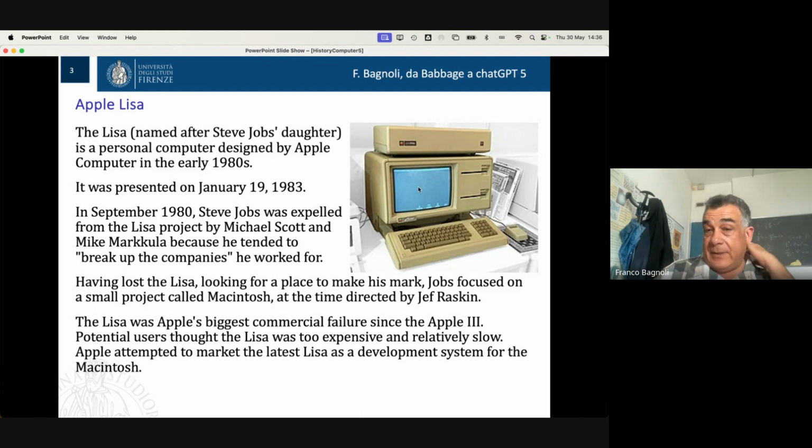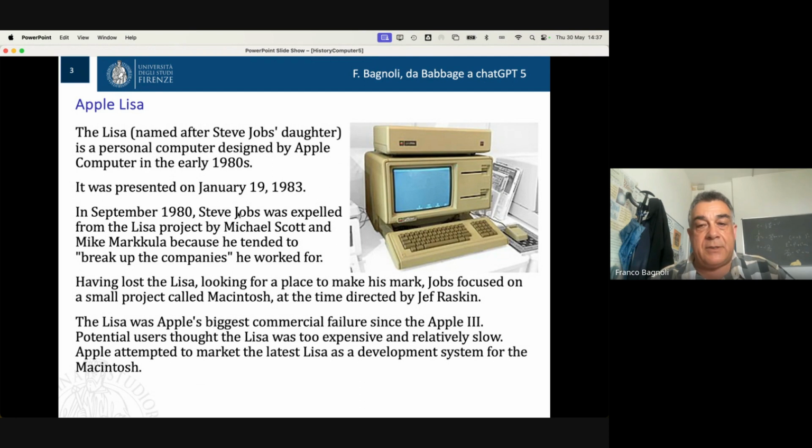So Apple started designing a new computer that would replace the Apple II, because the Apple III was a failure essentially. They started designing this machine, which was called the Lisa, the name of Steve Jobs' daughter, and which was based on the 68000 chip from Motorola. It was quite an advanced system, but extremely expensive. The thing above the computer is the hard disk.